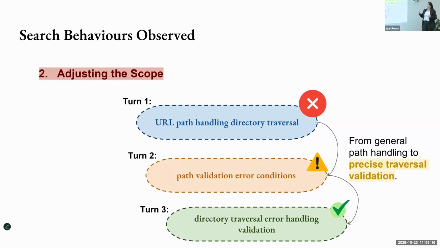Another thing that we noticed was adjusting the scope. So when there was a query in terms of URL path traversal and path handling, it started with URL path handling. It then went towards path validation error conditions, which was problematic. And then it was able to pivot to a better hypothesis and move towards directory traversal error handling, where it got it right. So not only is it creating hypotheses, but it's also pivoting and backtracking its way through it.